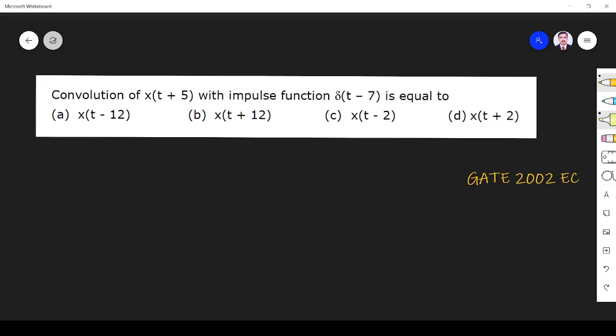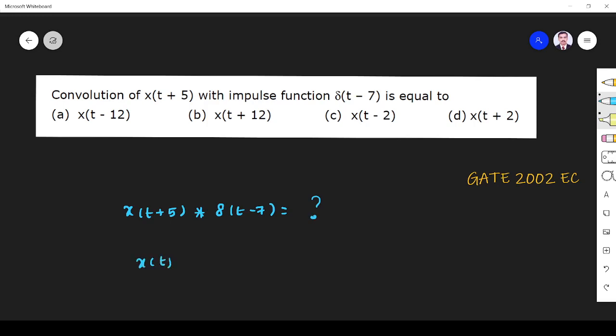Hi friends, in this video let us solve a signal system related question asked in GATE 2002 EC paper. The question is the convolution of x of t plus 5 with the impulse function delta of t minus 7 is equal to what? So they ask x of t plus 5 star convolution delta of t minus 7. This is what they asked.